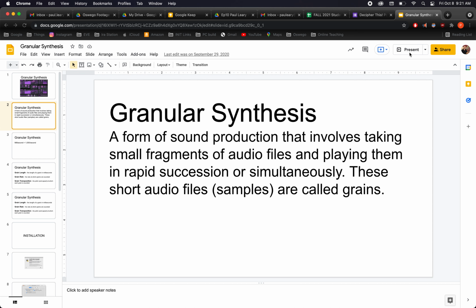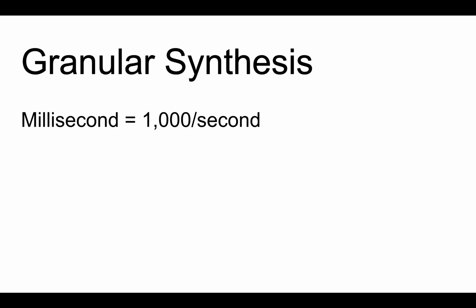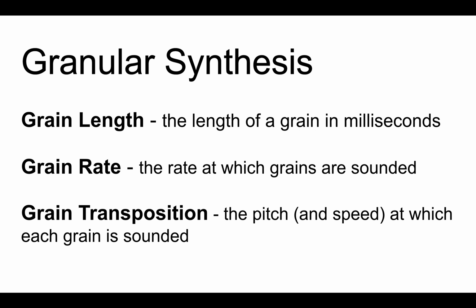Okay, so first of all, granular synthesis is a form of sound production that involves taking small fragments of audio files and playing them in rapid succession or simultaneously. These short audio files or samples are called grains. A really important thing to remember about granular synthesis is that it works using values of milliseconds, as usual. We've seen this before. Most of the values you see are going to be milliseconds in terms of timing, and I'll get into that in a minute. And obviously, as we've talked about, 1,000 milliseconds equals 1 second.